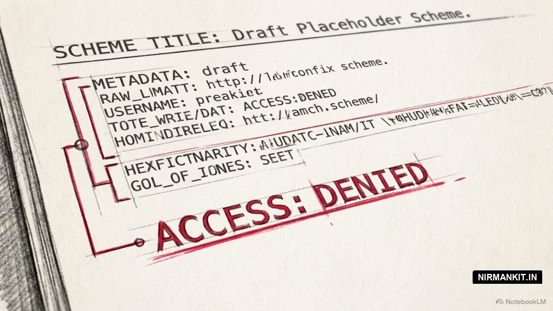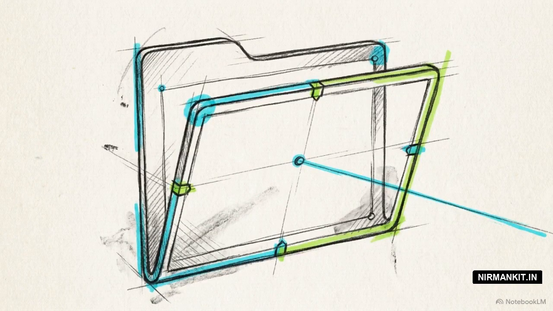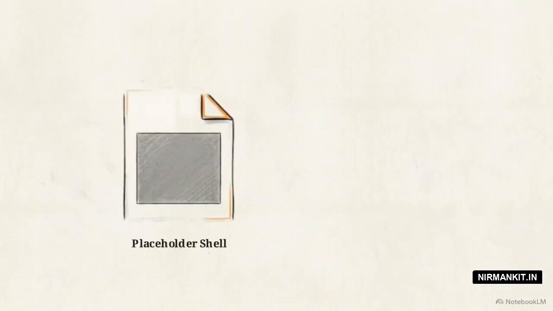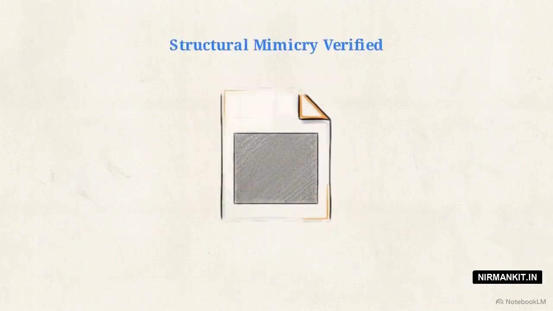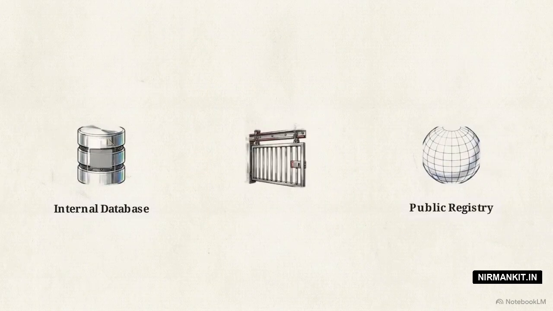The metadata reads, Scheme Title, Draft Placeholder Scheme. It is part of the Draft Exclusion Registry Protocol. Within the software architecture, this file contains no actual product data. It is an empty, hard-coded shell designed to mimic the exact structure of an internal working draft. The source notes attached to this placeholder define a critical operating boundary.